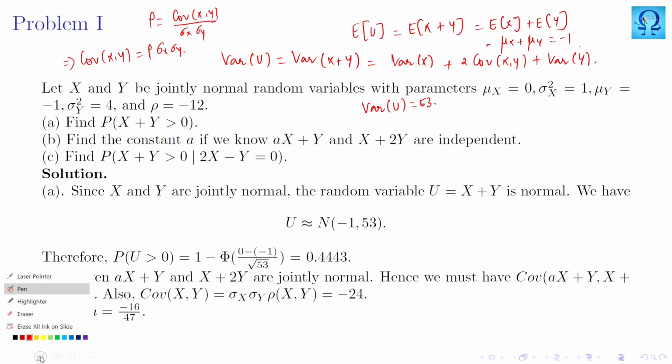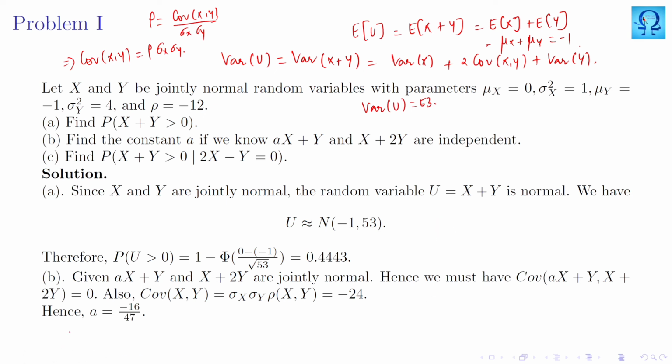In the next part of this problem, we are asked to find out the constant a if ax plus y and x plus 2y are independent. Okay, as I said before, if x and y are normal, then the linear combination is also normal. Therefore ax plus y and x plus 2y are normal. Now to say these two are independent, it is enough to say that the covariance is 0. Now we just expand this covariance.